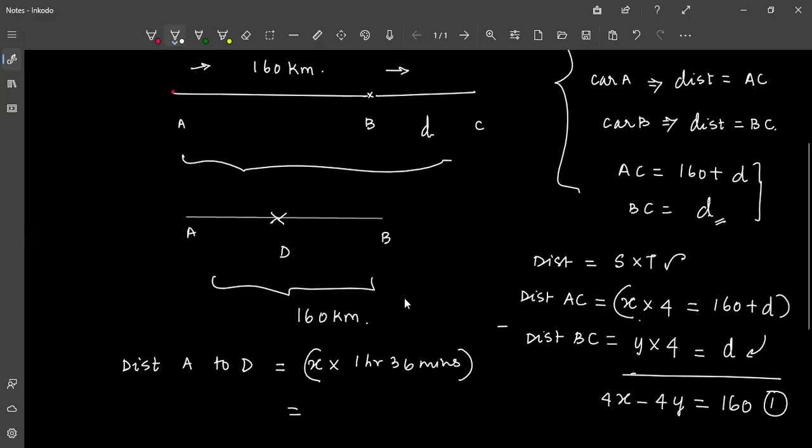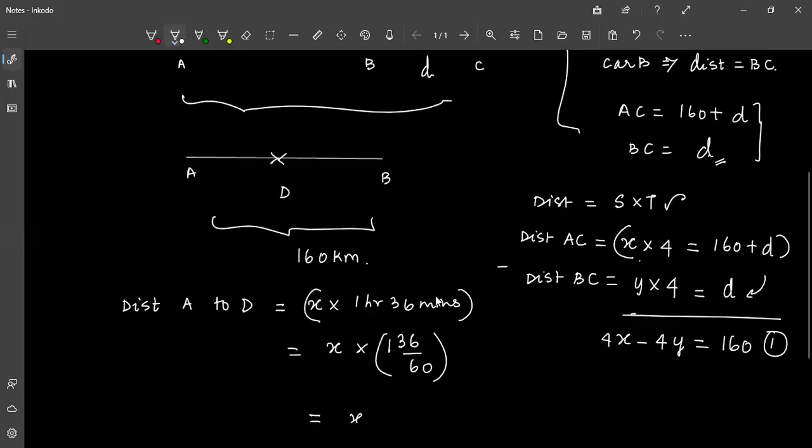X into 1 hour 36 minutes. So I'm going to convert it into a fraction. 1 hour 36 minutes can be written as 96 by 60 hours. So X times 96 by 60, if you simplify it, we can cancel using 12. It becomes 8 by 5. Yeah, 8 by 5.